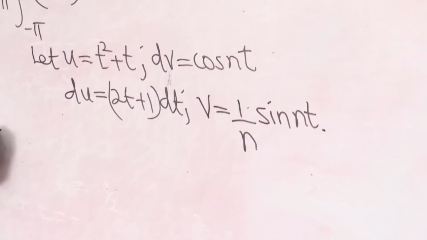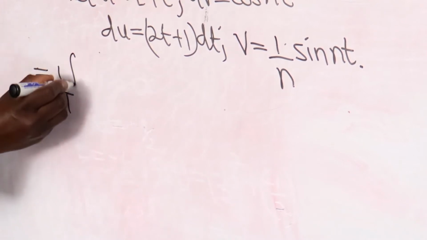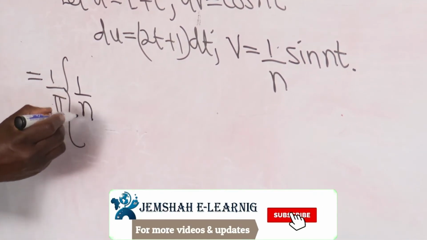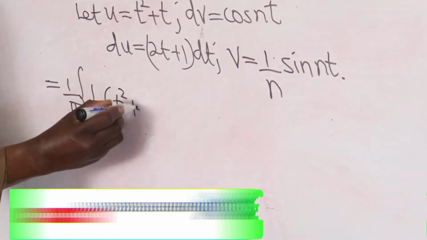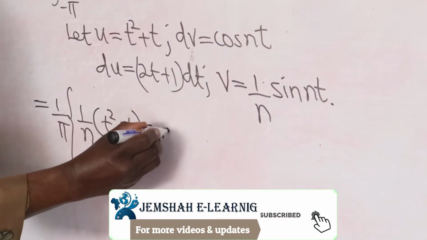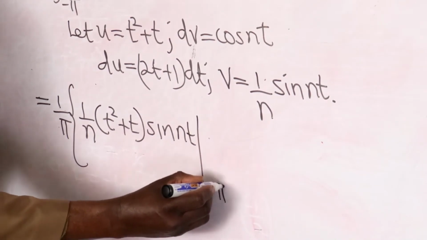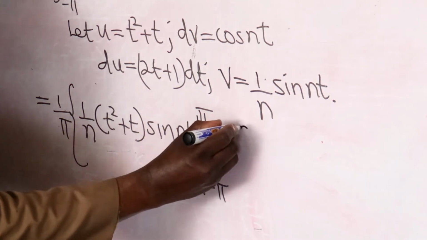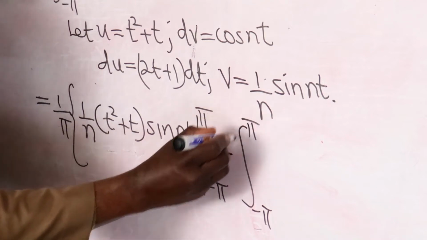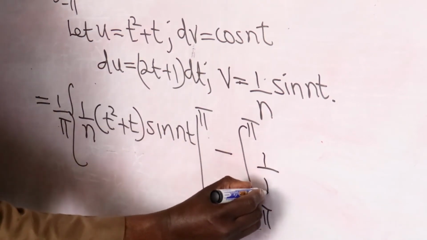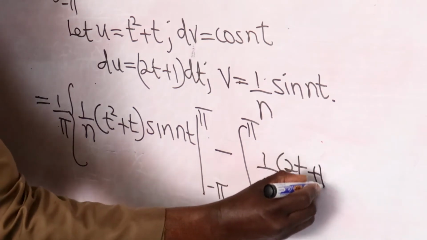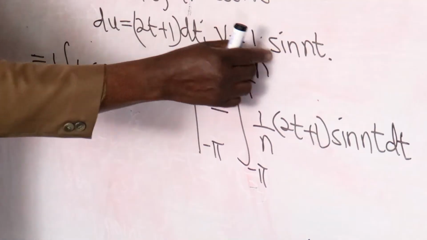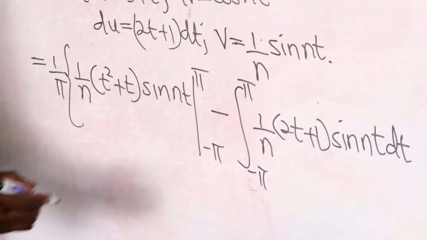So this one will be equal to 1 all over pi. We write our uv. u is here, v is there. So it will be 1 all over n into t squared plus t, multiplying sine nt. We put our limits from minus pi to pi. Minus, from the integration by parts formula, the integral from minus pi to pi of v du. So we have 1 all over n into 2t plus 1 into sine nt, multiplying dt. So v multiplied by du. That's what we have. Then we close the main bracket.